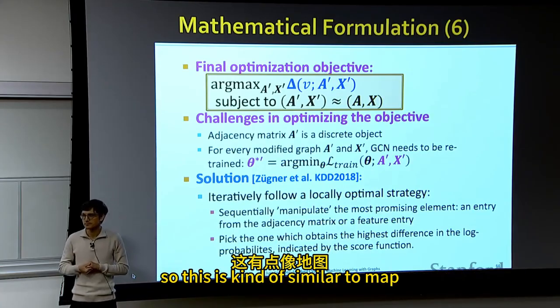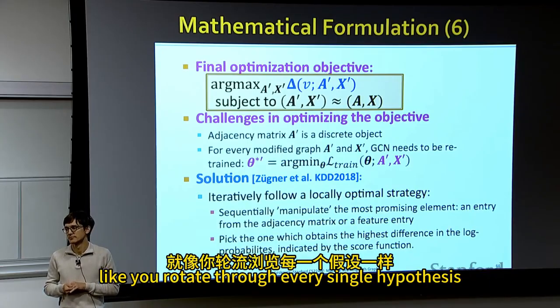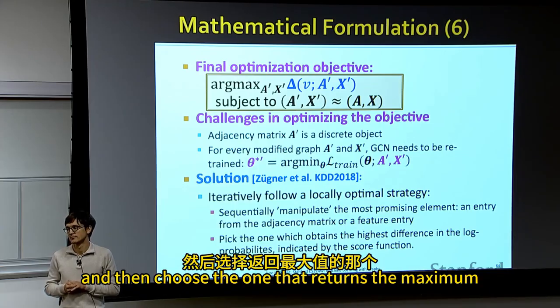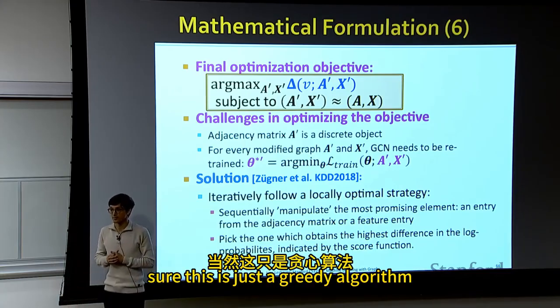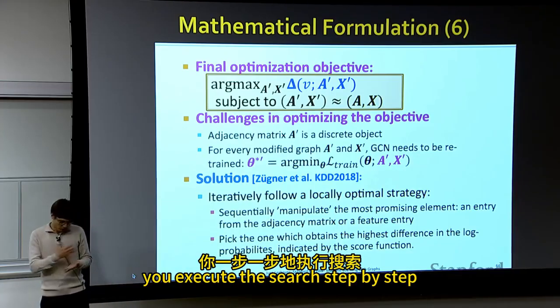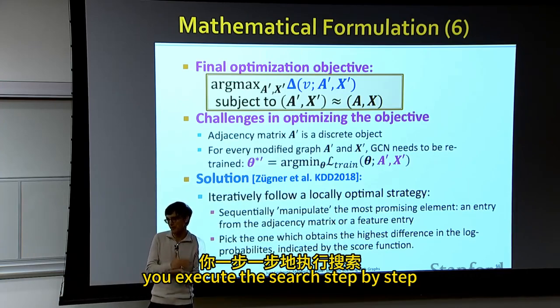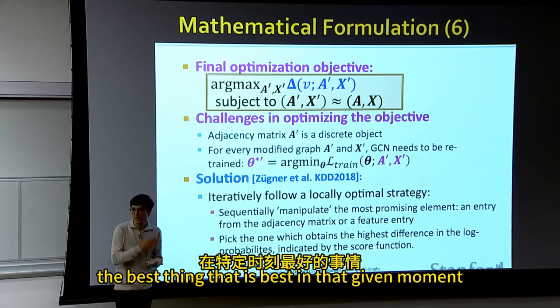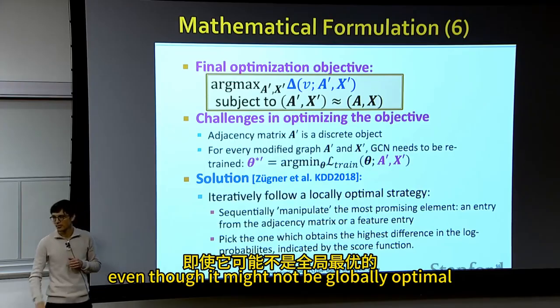So is this kind of similar to MAP estimation or detection ideas, like you rotate through every single hypothesis, compare it, and then choose the one that returns the maximum likelihood? Sure, this is just a greedy algorithm. Rather than trying to find the optimal, which you can't, you execute the search step by step, and at every step you just do the best thing in that given moment, even though it might not be globally optimal.